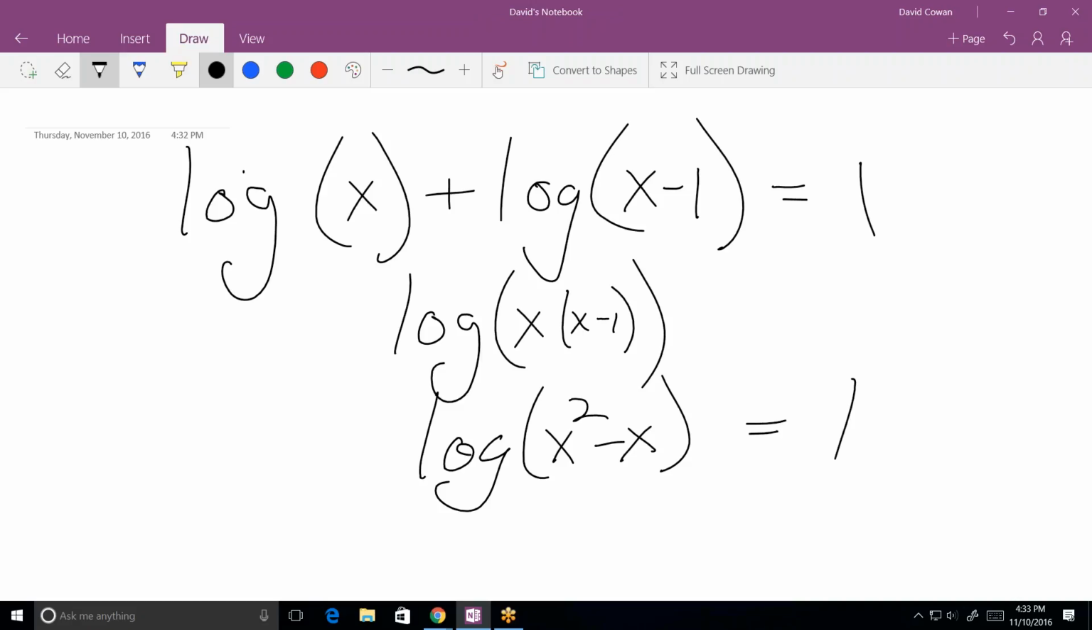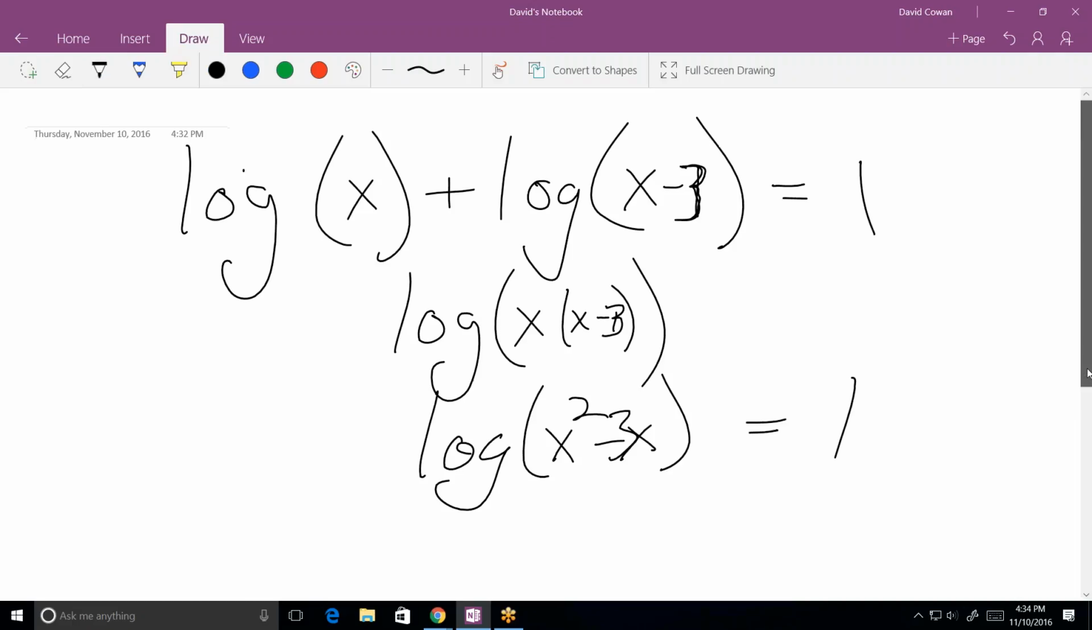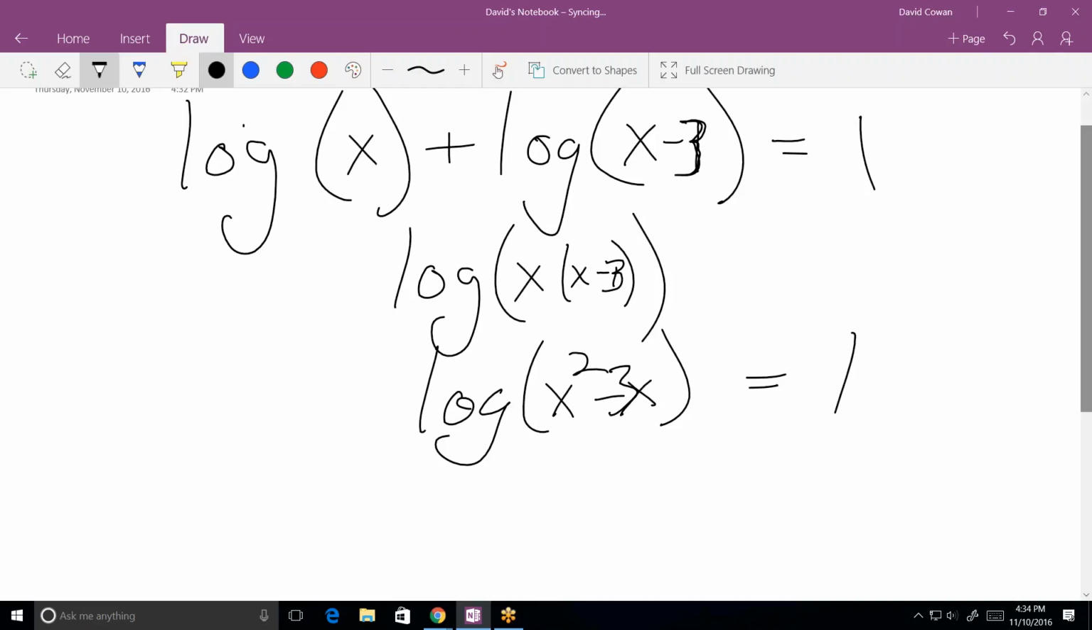Let me think for one second if I could have made this a little bit better. Let me make this a 3. Now that becomes 3x. With me? Now how do I solve this? Would you turn it into exponential form? Yep. So that becomes 10 to the 1, which is just 10, equals x squared minus 3x. Correct. Now it's basically a quadratic.